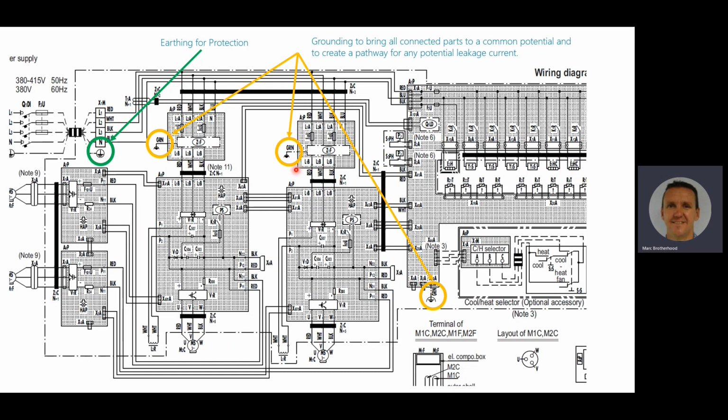So why do we need to ground it? Grounding is to bring all the connected parts to a common potential and to create a pathway for any potential leakage current. And as we've learned, even if you have the best material, you're not going to totally insulate because of quantum tunneling.